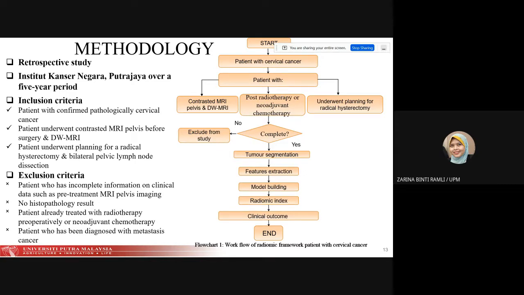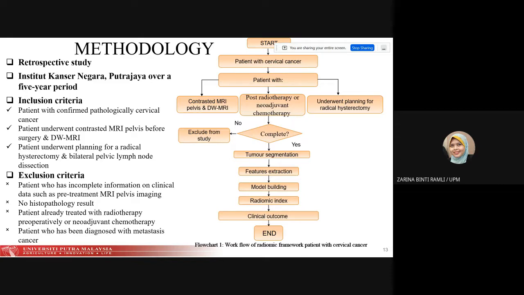For the exclusion criteria, patients were not included in the study if they have incomplete information regarding pre-treatment MRI imaging and no HPE result, or if they have been treated with preoperative radiotherapy or neoadjuvant chemotherapy, because it will affect the outcome of the radiomics features. Patients diagnosed with metastatic cancer will also be excluded from this study.